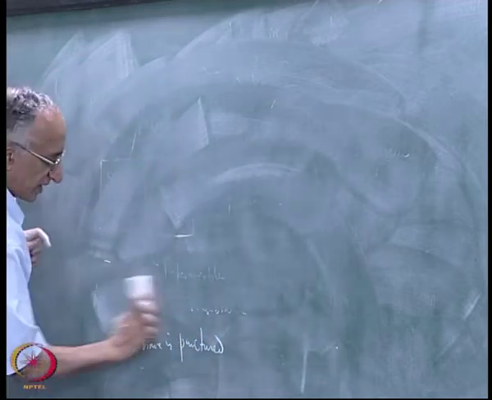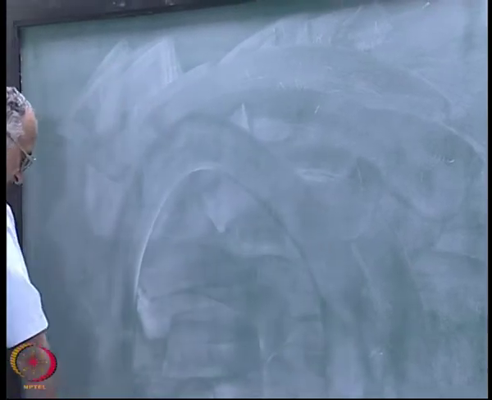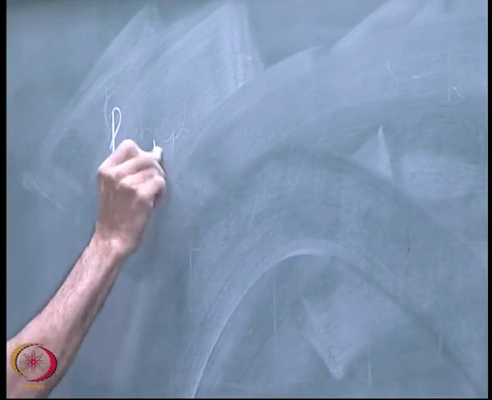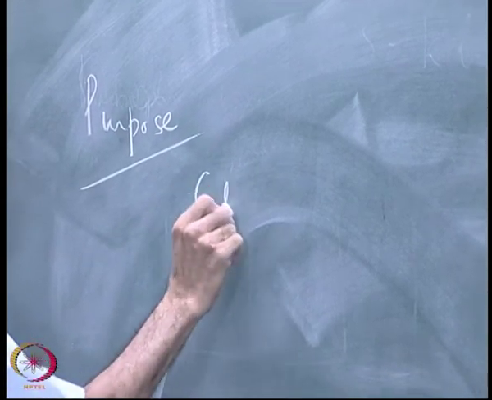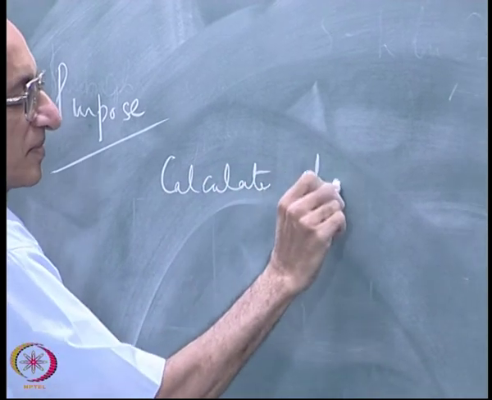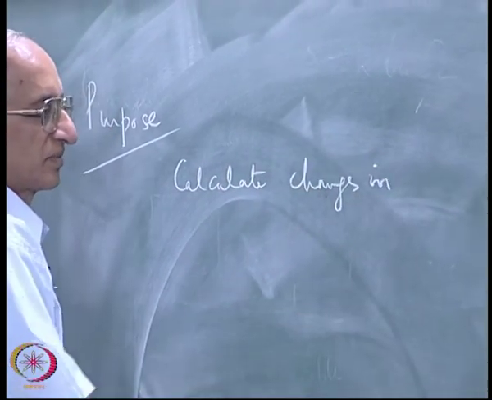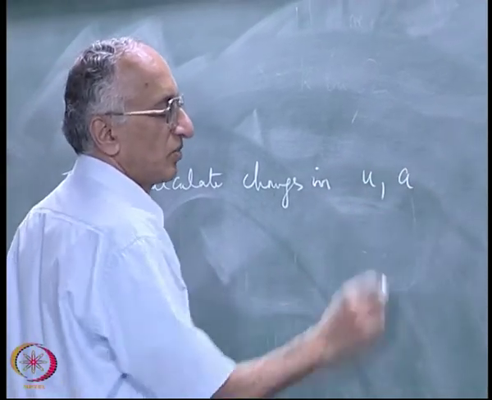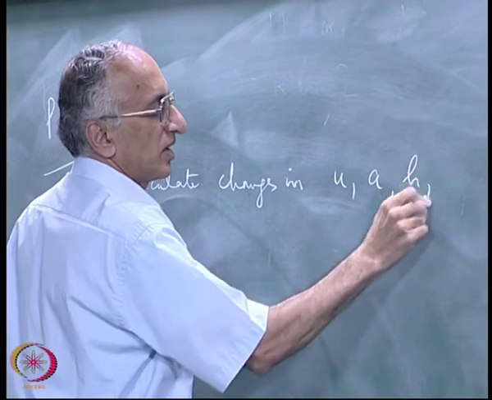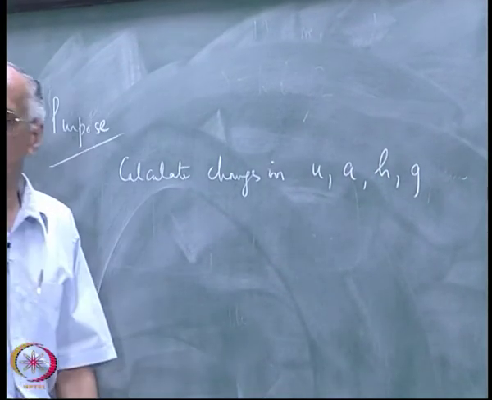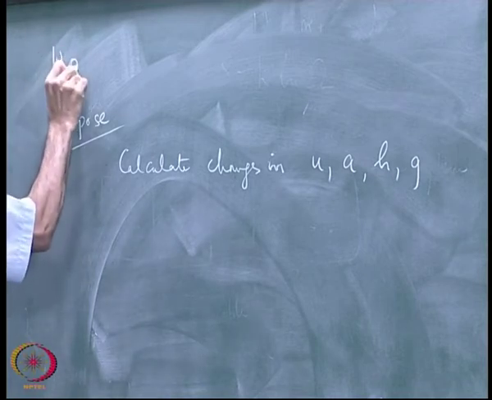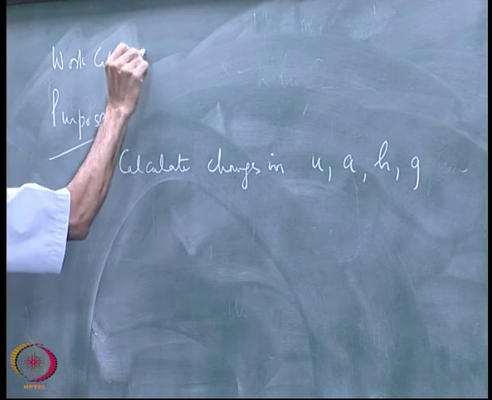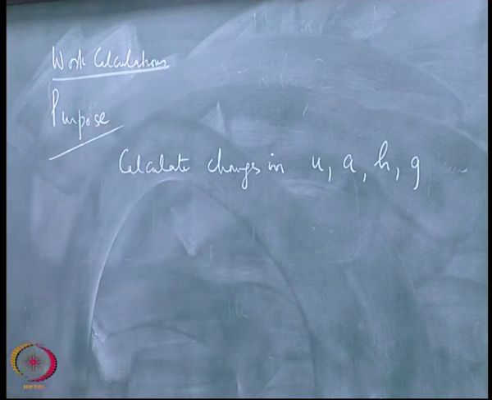The purpose of the entire course will be to calculate thermodynamic properties. The rest of it is practically downstream. So the purpose of the course is simply to calculate changes in internal energy, in Helmholtz free energy, in enthalpy and G. This is work calculations, maxima and minima in work.